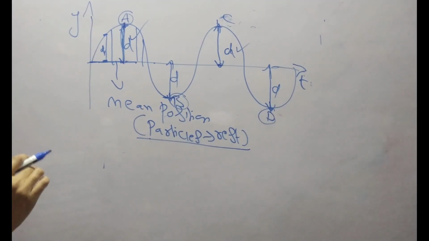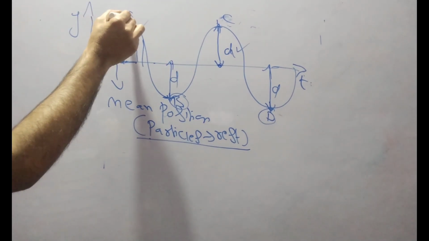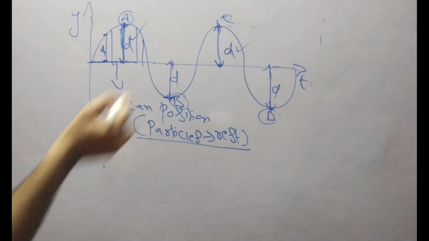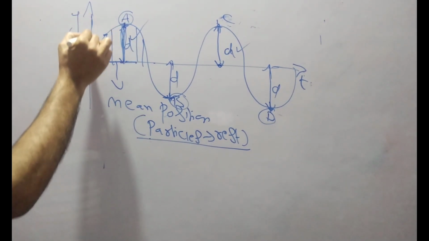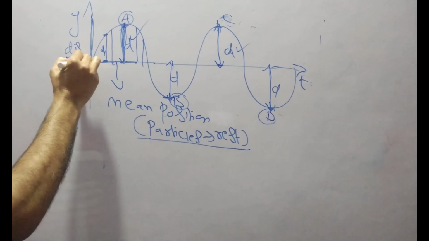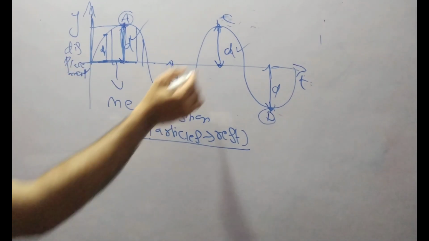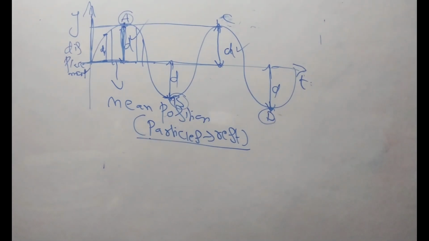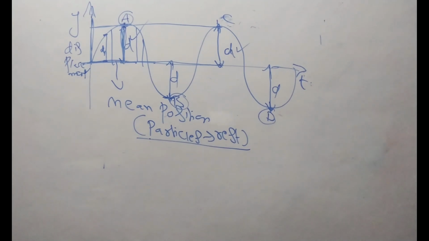So this is the definition, right? The maximum distance from the mean position, or the distance from the crest to the mean position, or from the trough to the mean position, is known as amplitude. And one more thing: you have to take this distance on the y-axis. This y is known as displacement. So the amplitude value you have to take on the y-axis, not on the x-axis. The x-axis is the time scale, right? So this is regarding amplitude.